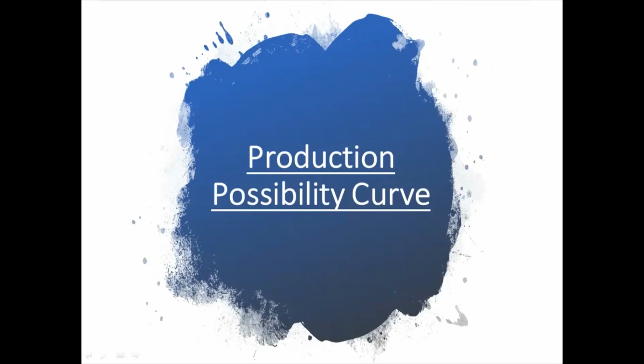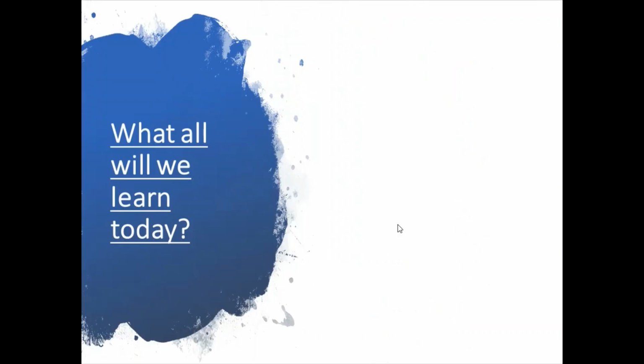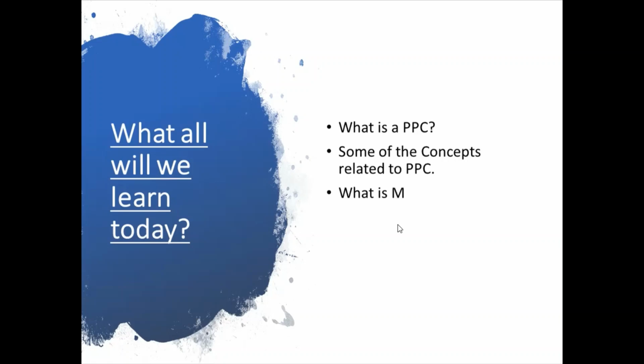Start with production possibility curve today, as we discussed in the last lecture. So let's see what we learned today. First is what is a production possibility curve. Second would be some of the concepts related to production possibility curve. Then what is marginal rate of transformation. And then we'll study what is an opportunity cost.